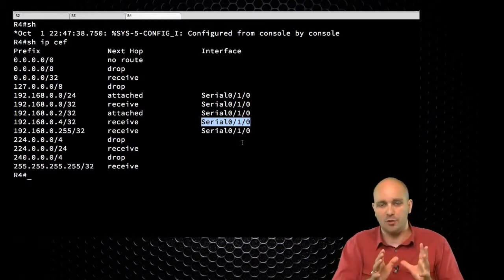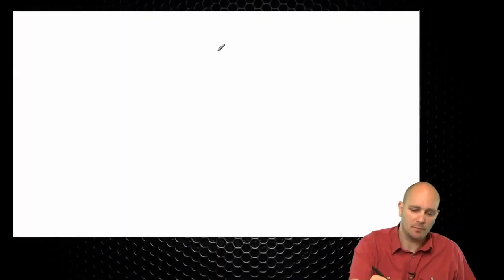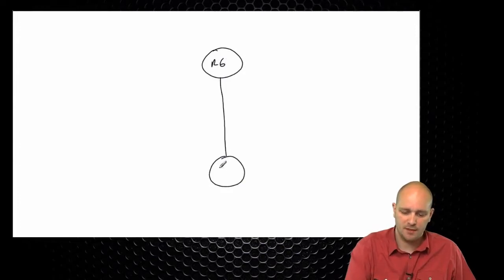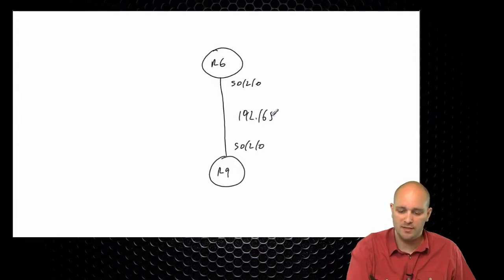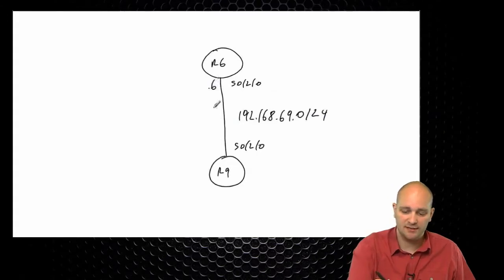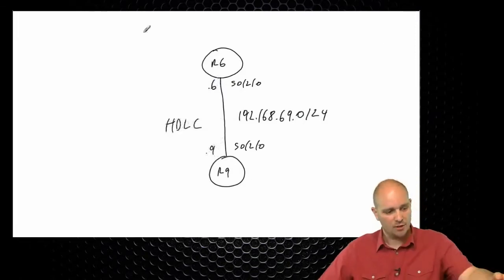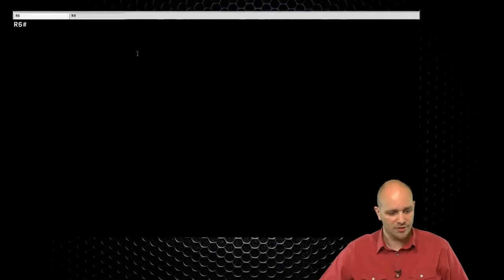Unrelated to this, I just want to show you something. A totally different example. I'm going to have 2 routers. This is going to be R6, and this is going to be R9. This is serial 0/2/0, and this is serial 0/2/0. And the network between them is 192.168.69.0/24. This is .6, this is .9, and we are running default HDLC encapsulation between them. So let me bring these 2 routers in.